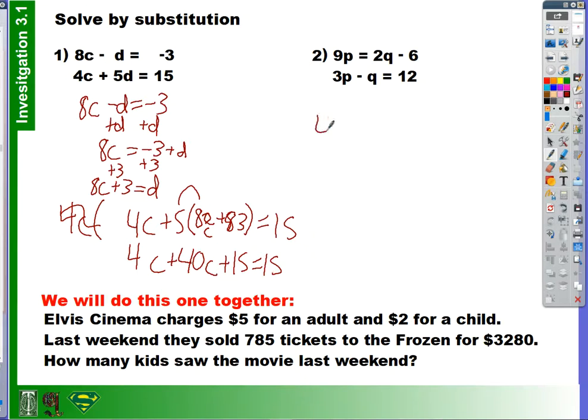And then you can combine similar terms, and you get 44c plus 15 equals 15. If you subtract 15 from both sides, you get 44c equals 0. And so the only possible value for c would be 0, because 44 times 0 is 0.